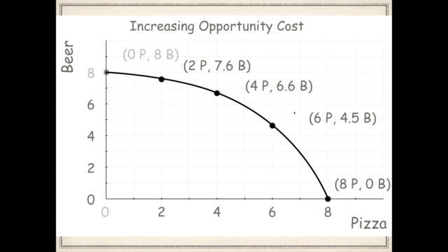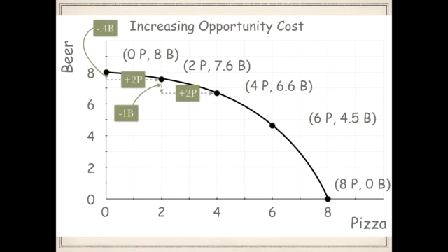So we're going to move from 0 pizzas and 8 beers to 2 pizzas. How many beers have to be given up in order to move production from 0 pizzas to 2 pizzas? We have to give up 0.4 beers in order to increase pizza production by 2 units. Let's continue doing this. So we're going to move from the point where we're producing 2 pizzas and 7.6 beers. If we want to increase pizza production to 4 pizzas, how much beer production has to be given up? 1 beer less is produced when we gain 2 pizzas.